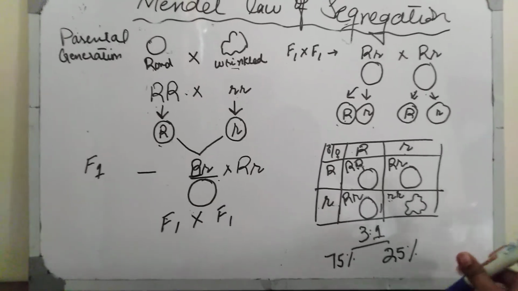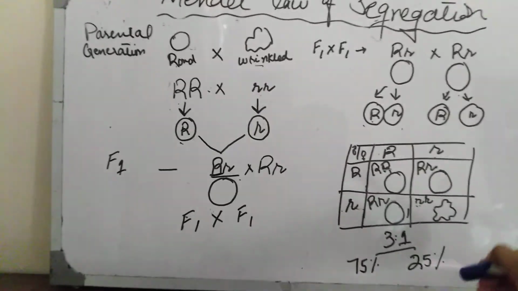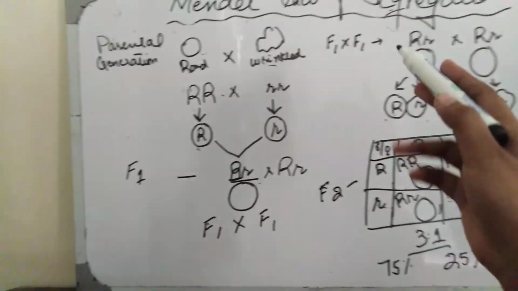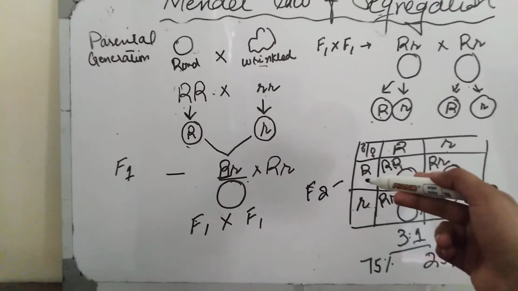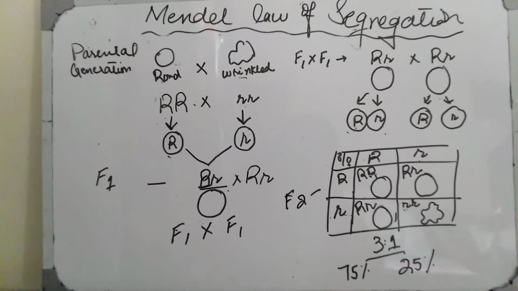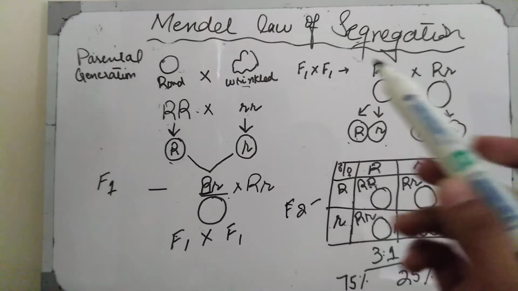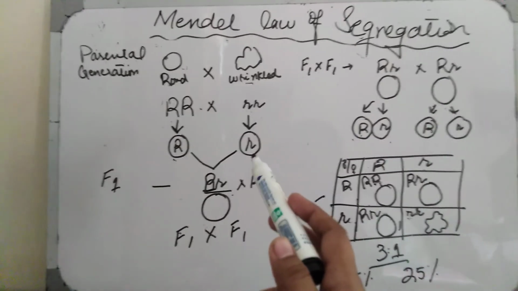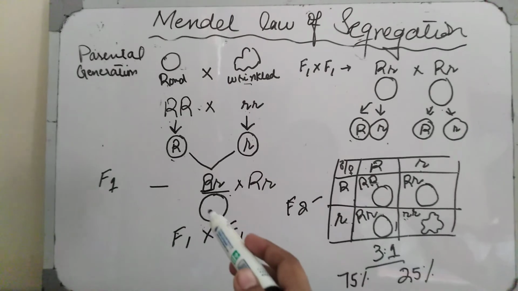It means a 3:1 ratio exists: 75% are round and 25% will be wrinkled. This is known as the F2 generation. It was the F1 generation and now this is the F2 generation. I hope you all understand all the concepts of Mendel's law of segregation.